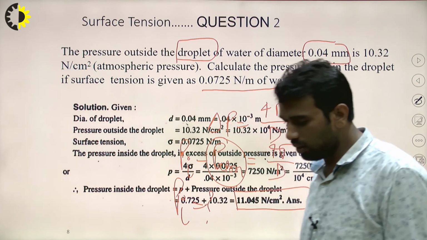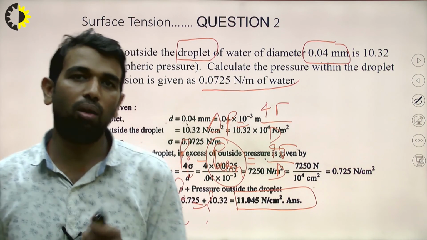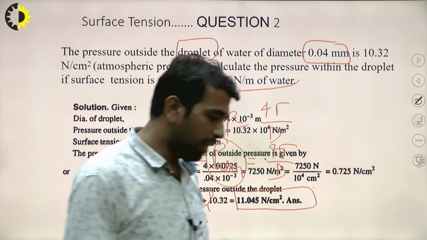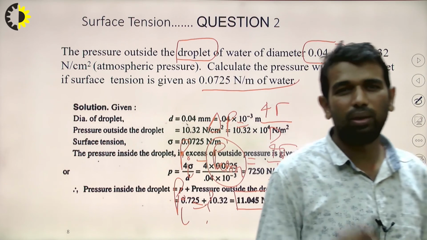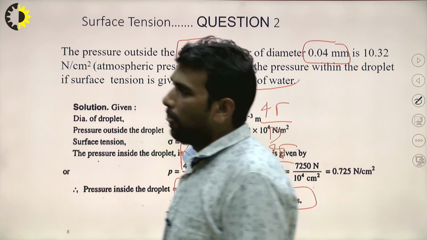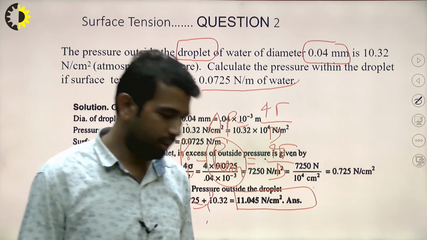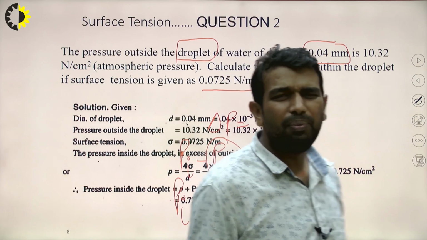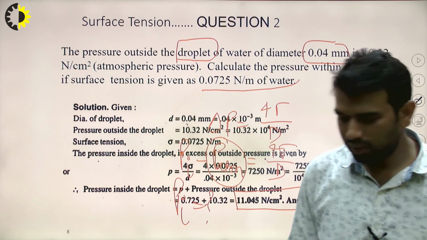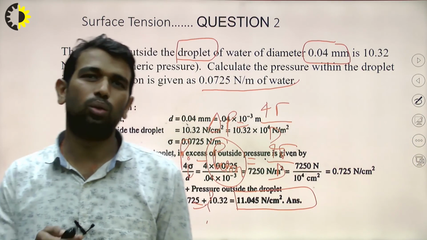Two things you have to focus on when solving any numerical problem. Convert all the units to a particular system, either SI or CGS, whichever you are comfortable with, and solve the problem for your convenience. So this is another problem based on surface tension. It's very easy, and this problem is very often asked in examinations when you go through this subject.